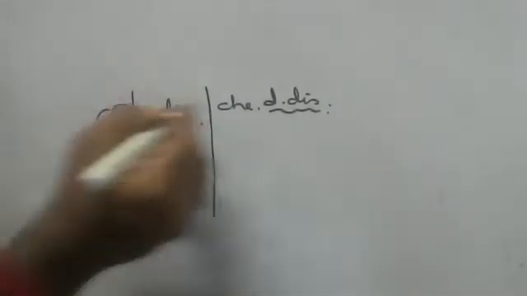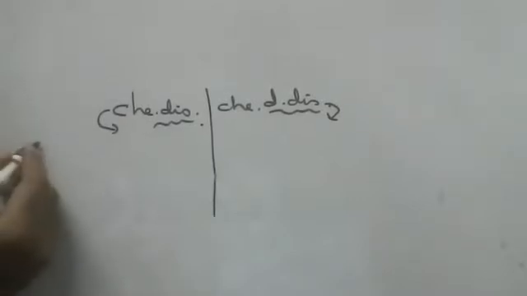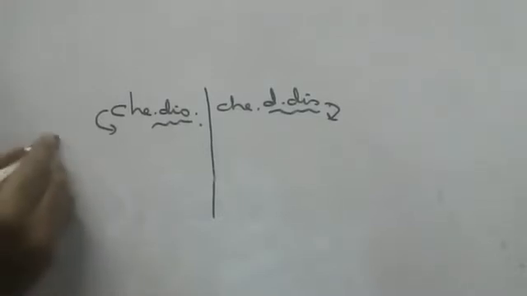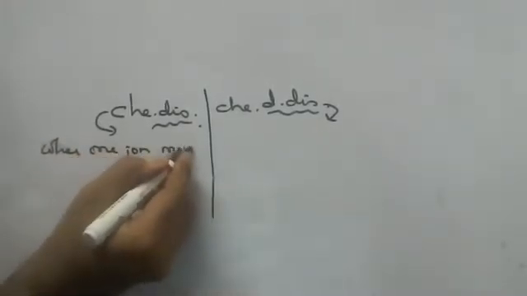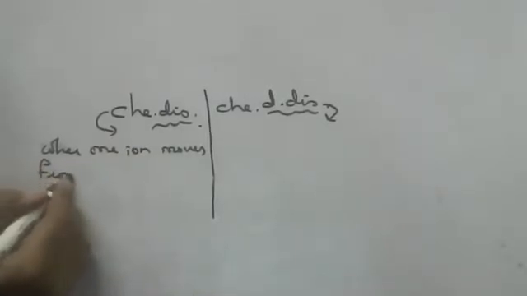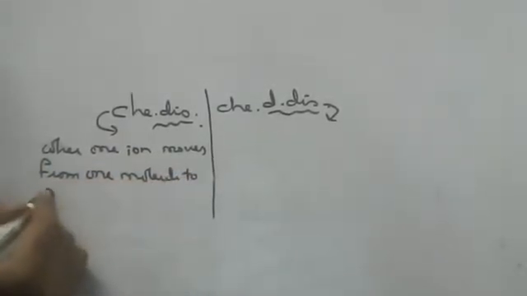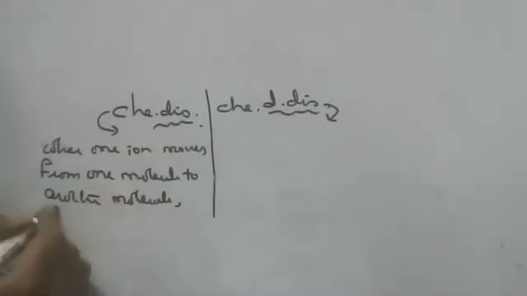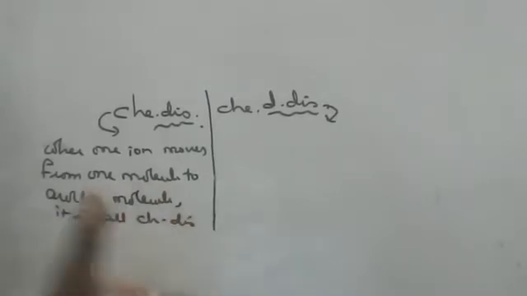Chemical displacement and chemical double displacement or decomposition. What is chemical displacement? When one ion moves from one molecule to another molecule, it is called chemical displacement. One ion moves, only one ion.